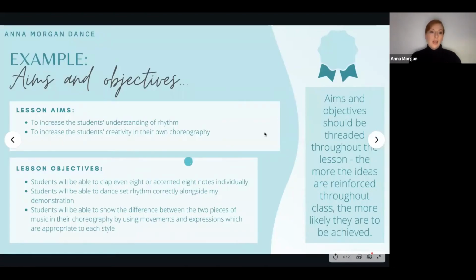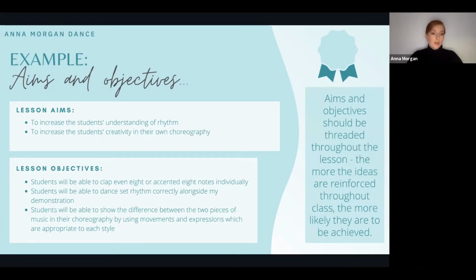So a lesson aim might be something like to increase the students' understanding of rhythm, or to increase the students' creativity in their own choreography. So you can see that these are quite general, quite big, broad aims. And then we're going to look at some objectives, which are the actual steps you'll take to making those aims happen. So how do we know that you're going to increase the students' understanding of rhythm? What are you specifically this lesson going to do to kind of move towards that goal?